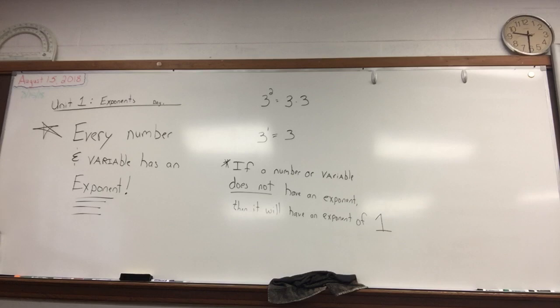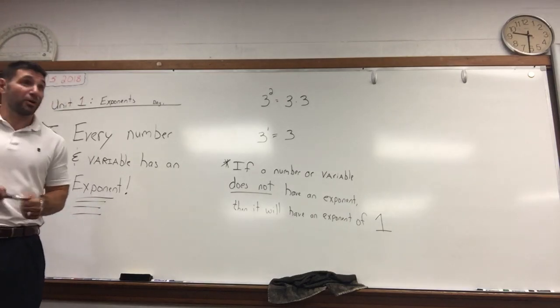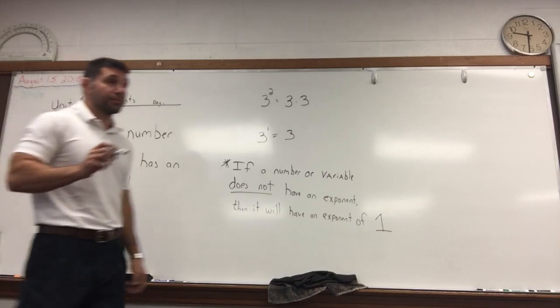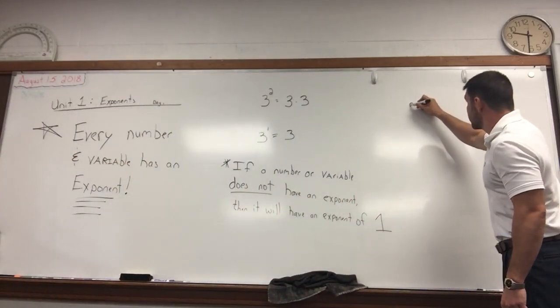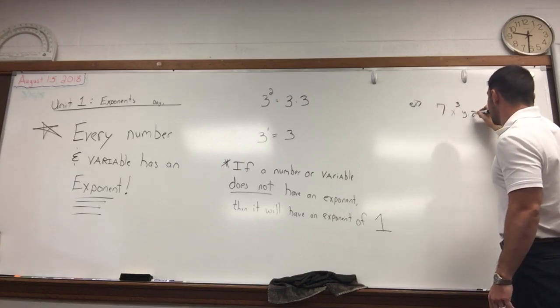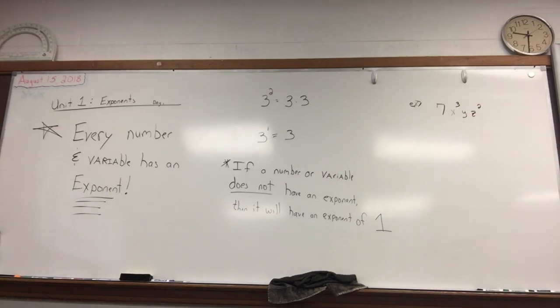Okay. Now I'm going to show you an example, because we're going to get into exponent rules tomorrow. Exponent rules are easy. I promise you. Today is the hard day. If you're like, well, this is pretty easy, great. It's going to be easier from there. But we're going to see problems that look like this. 7, x to the third, y, z to the second. And I'm going to tell you, listen, everything has an exponent. Before you start any problem with exponents, I want you to make sure that everything has an exponent.